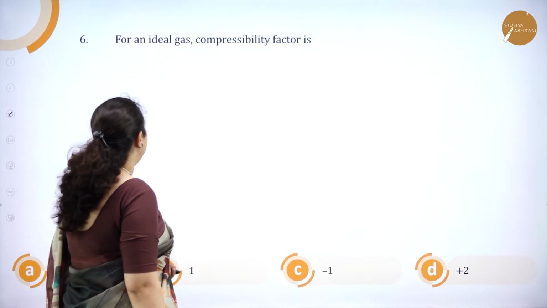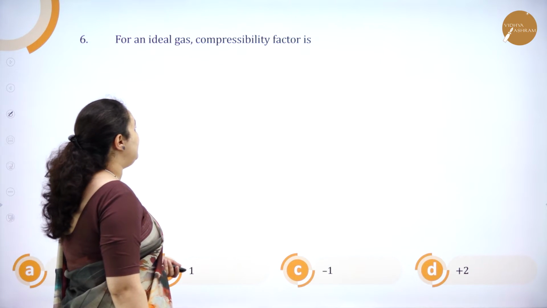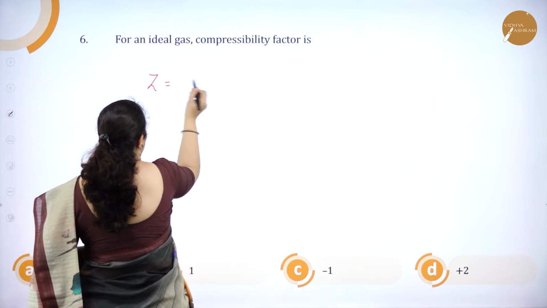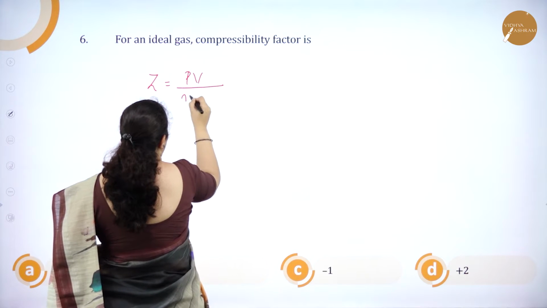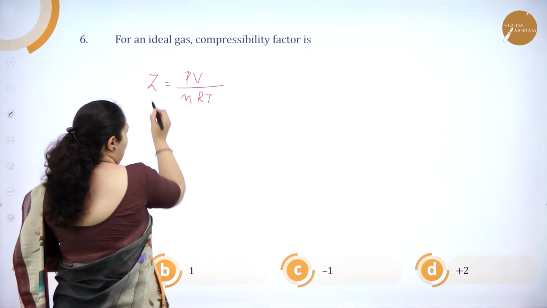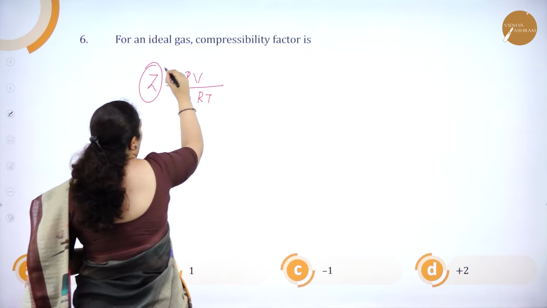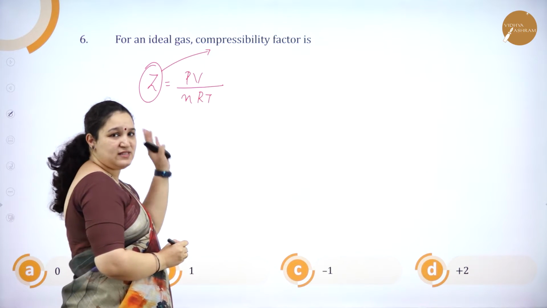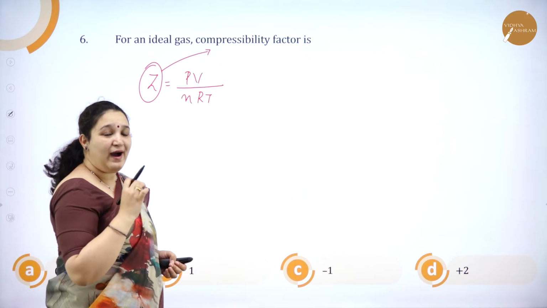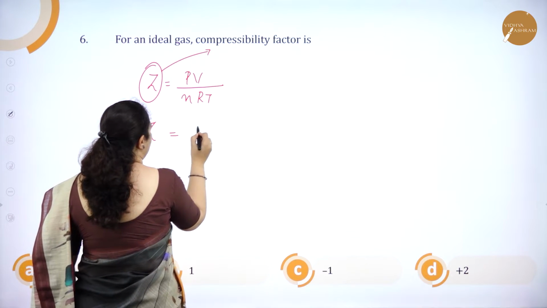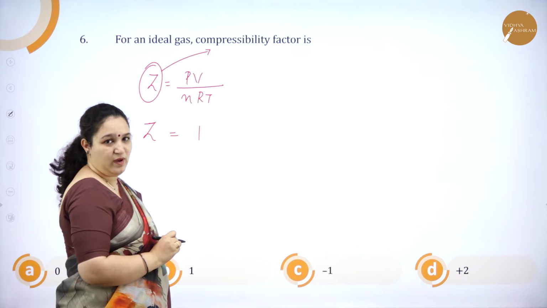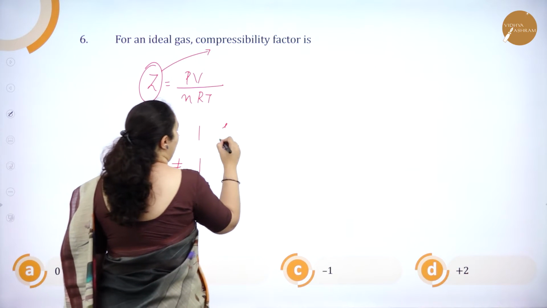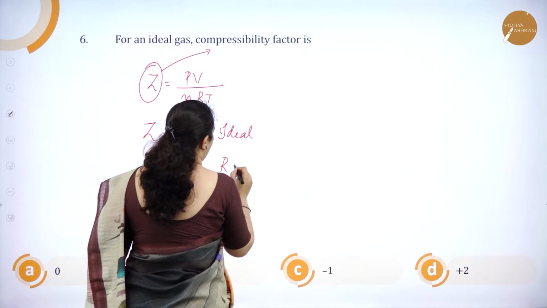Next one, for an ideal gas, compressibility factor is. What is compressibility factor? Z is equal to PV by nRT. So this Z is called the compressibility factor. For ideal gases, compressibility factor is equal to 1. For real gases, it is not equal to 1. So this is for ideal gases and this is for real gases.